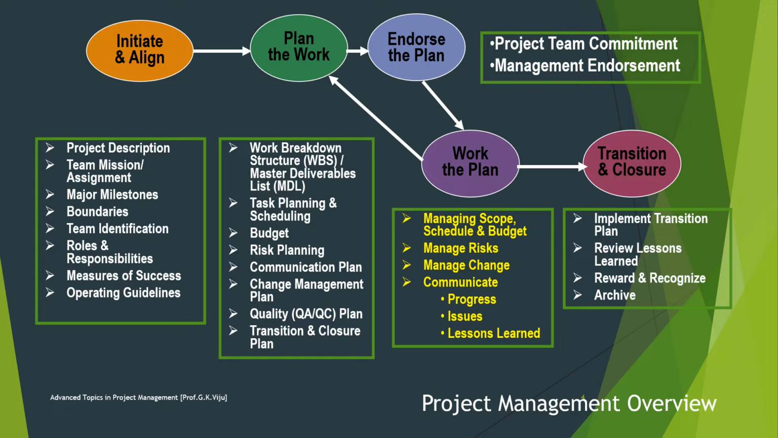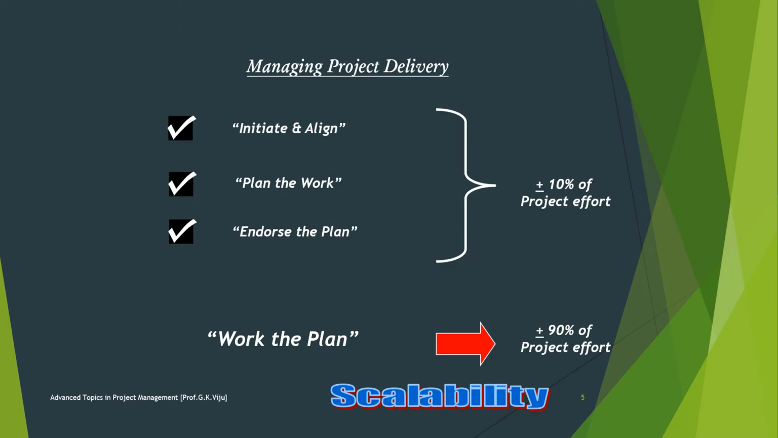Then finally, transition and closure. This is a step of transitioning the project to the next phase or completing the project as described in the project description and delivering the project to the customer. So, the scalability of managing the project. See, initiate and align, plan the work, endorse the plan is plus or minus 10% of the total project effort, while work the plan is plus or minus 90% of the project effort.